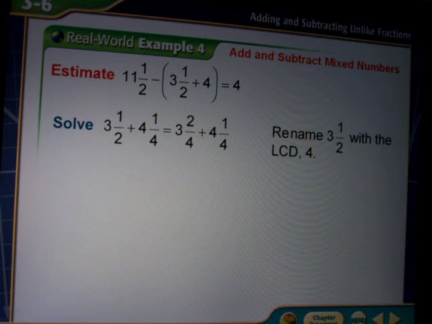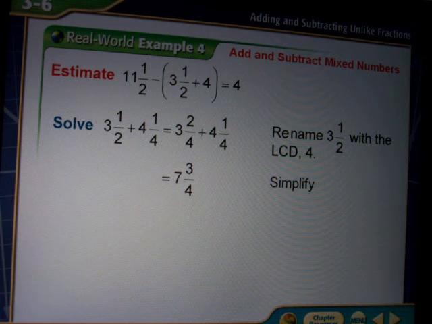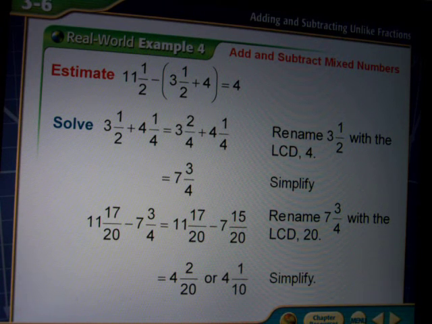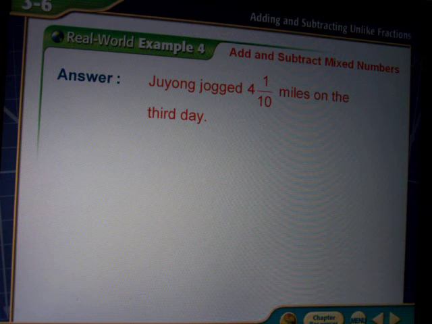We're going to rename 3 1/2 with a least common denominator of 4. And so when we simplify it down, we're left with 7 3/4. And we're going to rename 7 3/4 with the least common denominator of 20, because 11 and 17/20 is what we had before. So when we simplify that, we're left with 4 2/20, or 4 1/10. So she jogged 4 1/10 miles on the third day.